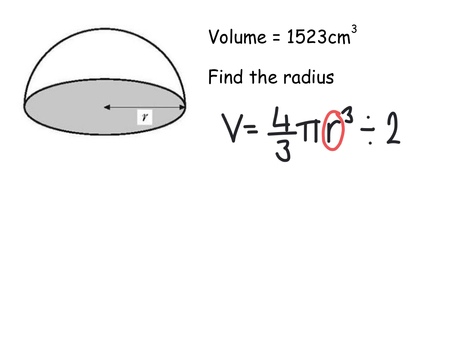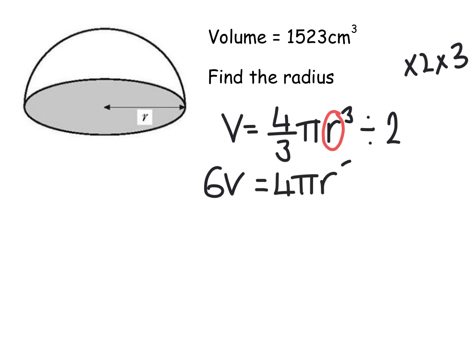Now this is probably the trickiest of them all. So to change the subject, I need to do the opposite of what's happening. There's a divide by 3 here and there's also a divide by 2. So I need to do the opposite of dividing by 3 and the opposite of dividing by 2. Now we would multiply by both of them. And if you times by 2 and then times by 3, you're effectively timesing by 6. So we're going to end up with 6 times our volume equals 4 pi r cubed.